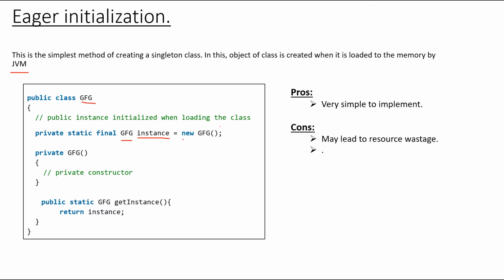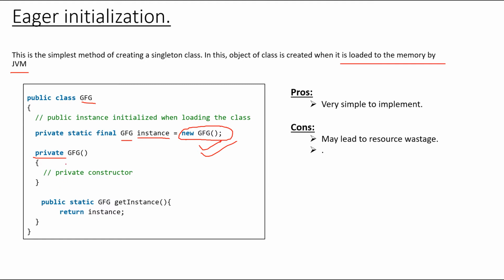Now if you see, we are creating this object of the class at the time of declaring this instance variable only, right? So whenever this class is getting executed, this particular object will also get created and loaded into the memory by the JVM. Also, one thing we have to note here is that the constructor is private. Now you can ask why the constructor is private in this class.